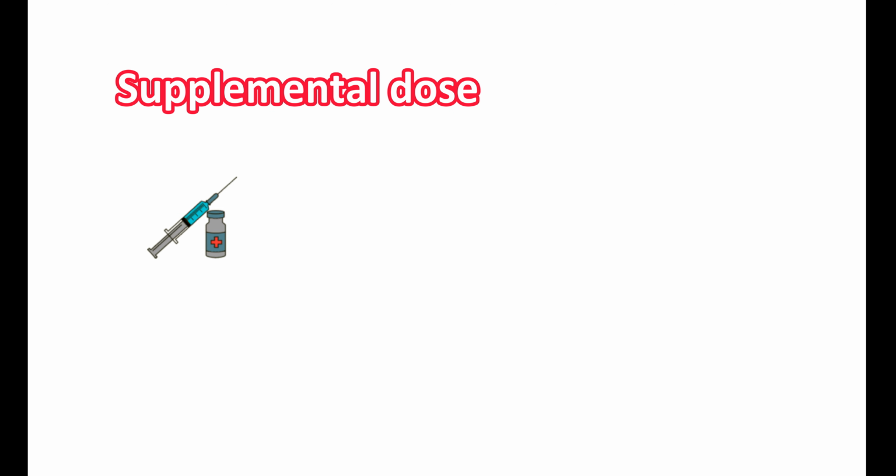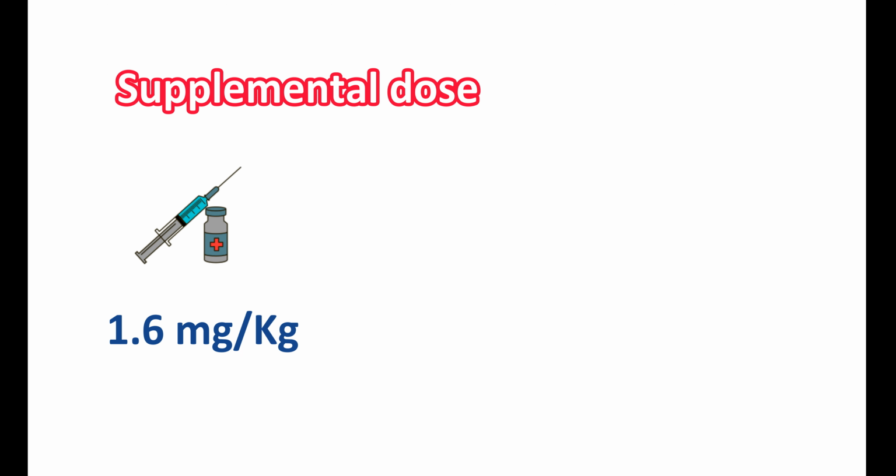initially. If required, a supplemental dose can be given at a rate of 1.6 mg per kg based on the desired level of sedation. Normally, the supplemental dose is given at around 25% of the standard dose. However, it may be variable based on the weight of the patient and other factors. Similarly, the supplemental dose should not exceed 4 ml.